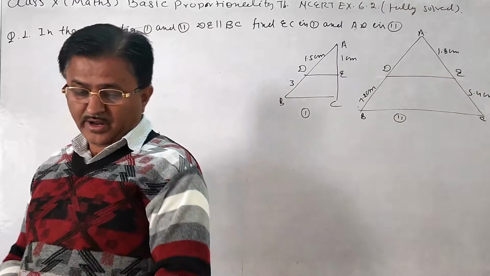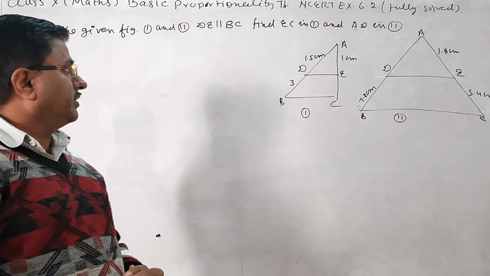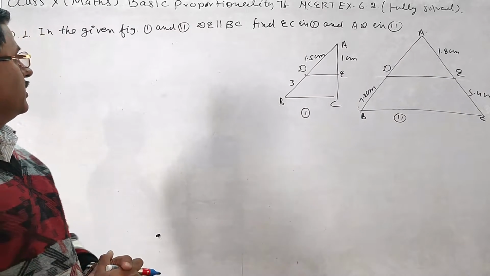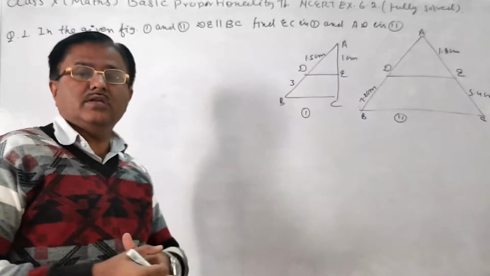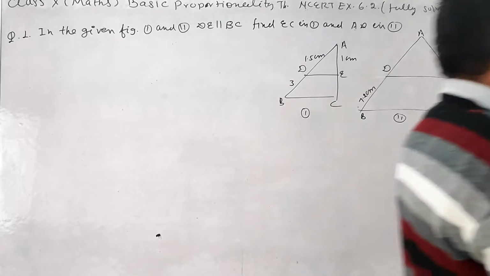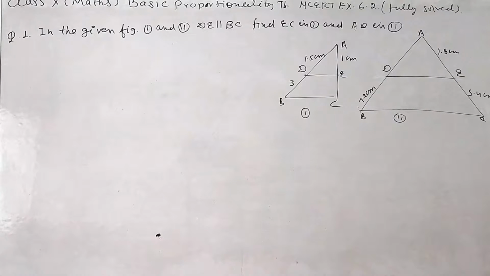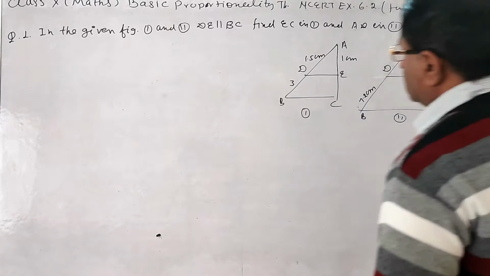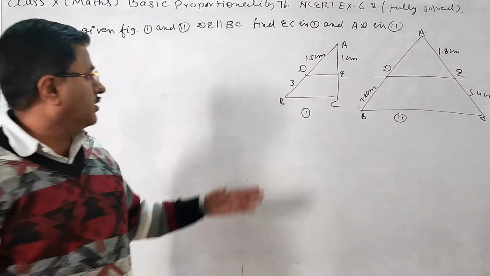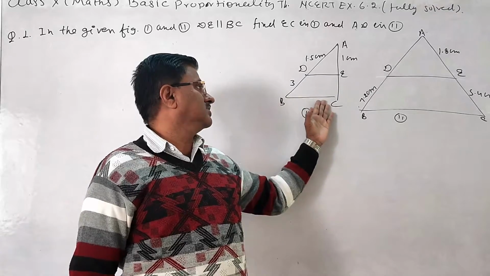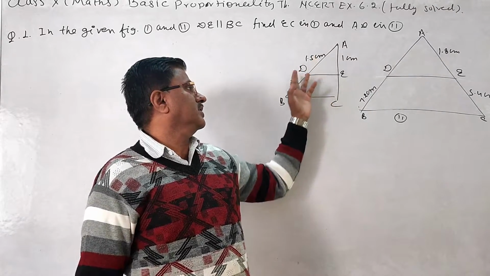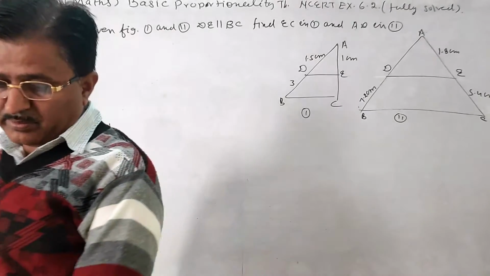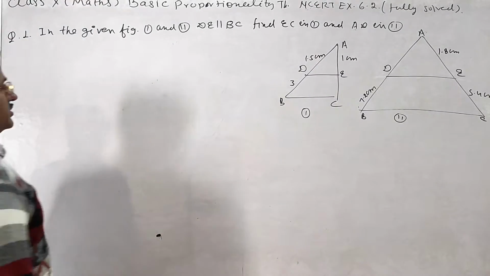Dear student, today we are taking the exercise of NCERT book 6.2, that is very important, which is related to the basic proportionality theorem. We have already learned what is the basic proportionality theorem, and here we have to use the result of the basic proportionality theorem. The basic proportionality theorem states that if in a triangle, we draw one line parallel to one side of a triangle, then it will intersect the other two sides in the same ratio. So that we have to use this result.